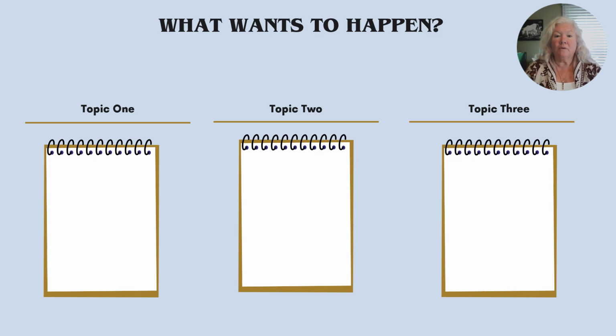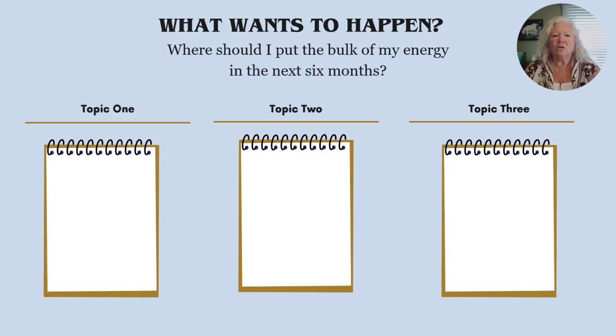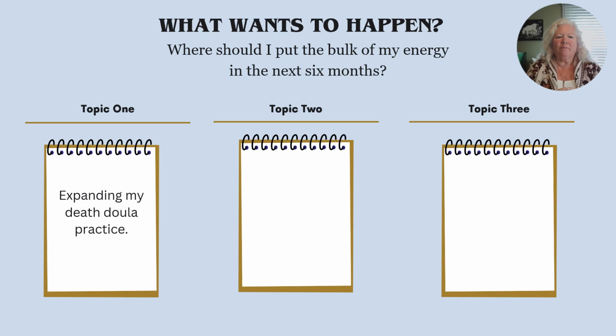My example for the 3 fundamental questions, what wants to happen? Well, I have this conundrum that's going around in my head. Where should I put the bulk of my energy in the next 6 months? One of the things that I have swimming around in my head is expanding my death doula practice. I had worked in hospice for a while, and that's really a big need. A death doula helps people prepare for death in a more contemplative, thoughtful way. Instead of fighting with death coming on, it's partnering with death. I feel pretty passionate about that.